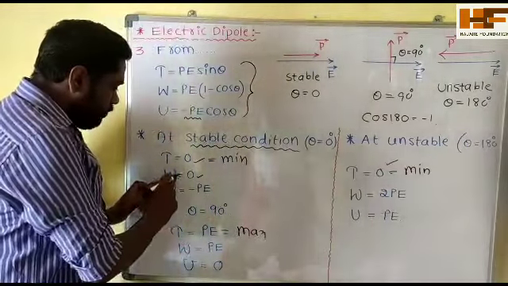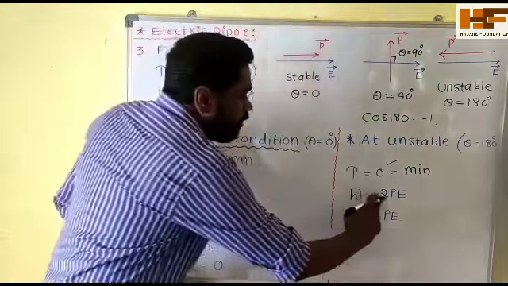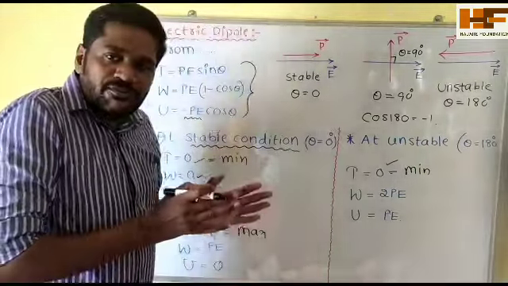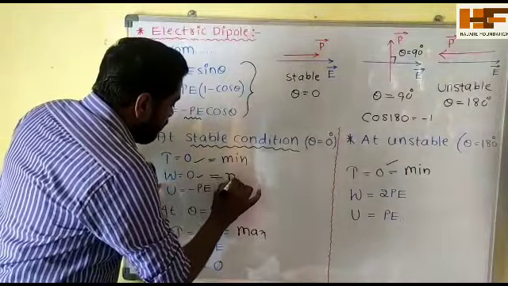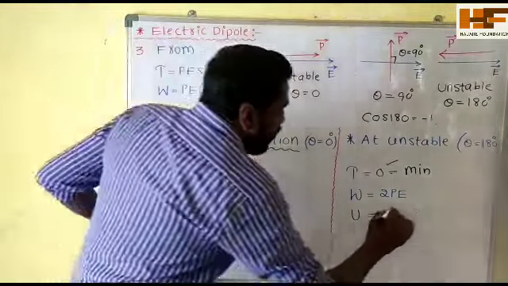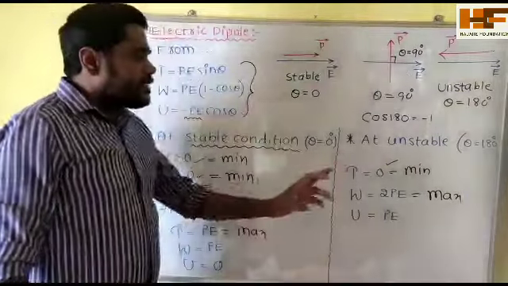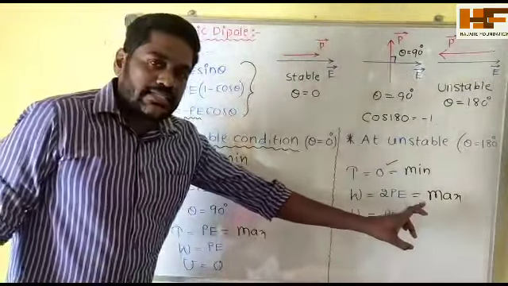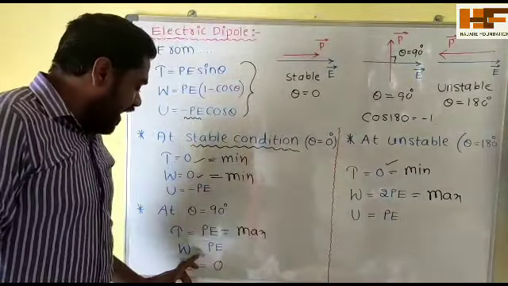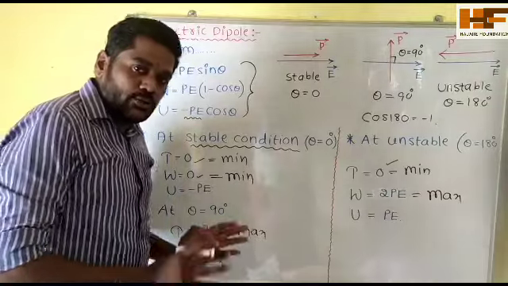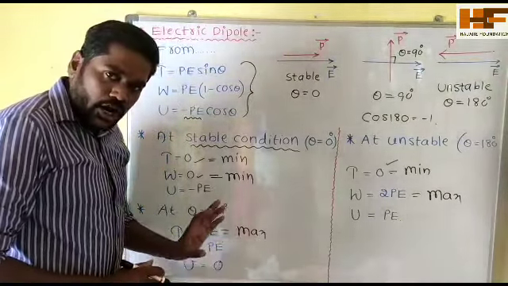Similarly, you see W is equal to 0 in the stable state, W is equal to Pe, and W is equal to 2Pe. Out of these three conditions, directly we can say that this is minimum and this is maximum. Therefore in the unstable state the work done is maximum, and in the stable state the work done is minimum, and this is the average. At theta is equal to 90, the work done is average. That's why it is not maximum or minimum.